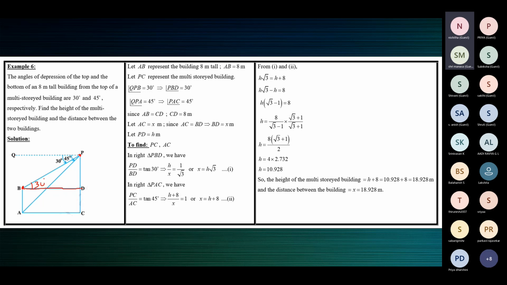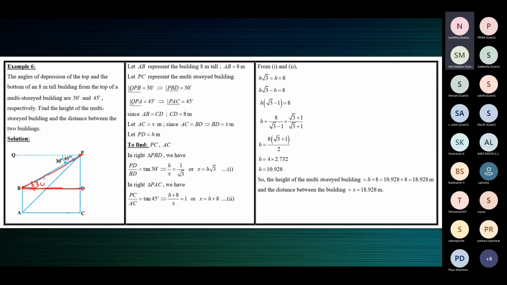From B, you're looking at P. So through B will be the horizontal, which is parallel to the ground. And this will be the line of sight. And this angle is 30 degrees.